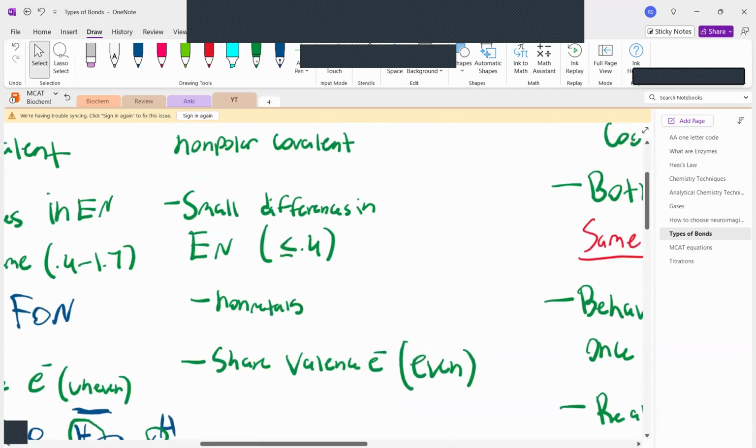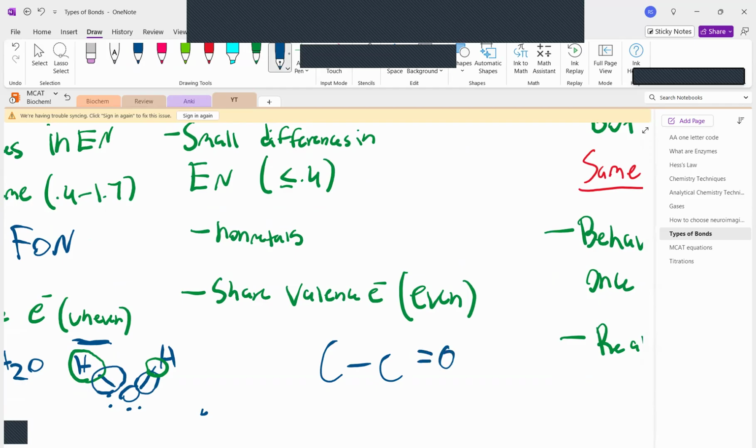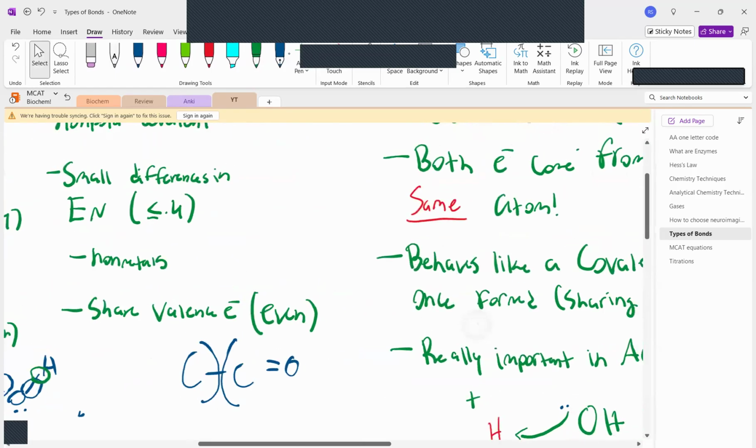Whereas with non-polar covalent, you can think of them as good co-parents. You're still divorced, but it's 50-50 instead of that 90 and 10, that kind of uneven split. So there are small differences in electronegativities, typically less than or equal to 0.4. Again, it's non-metals, and you're sharing your valence electrons evenly. A classic example of this is when you have the same atom, right? Like carbon, carbon, those bonds, it's the exact same element. So the difference between electronegativities is 0. So you'll have a pretty easy 50-50 split of your electron cloud.